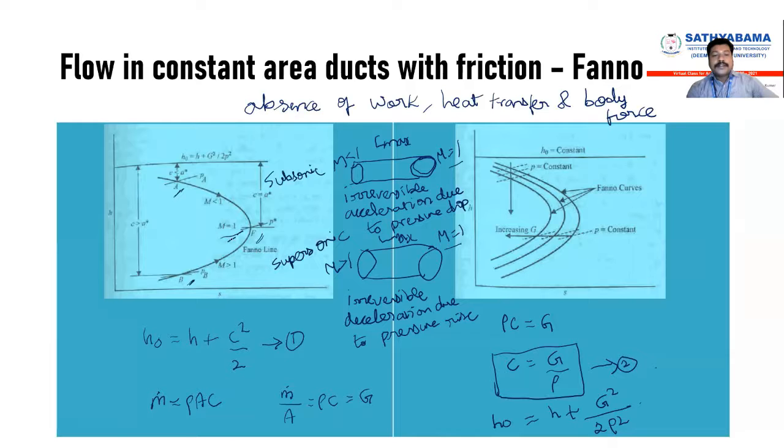So I think you got to understand this. When you have subsonic flow inside a constant area with friction, in the absence of work, heat transfer and body force, what do we experience? We experience acceleration. And for a supersonic flow, with irreversible deceleration due to pressure rise, we experience deceleration. That is, supersonic flow is converted to sonic flow. Right? So this is the complete state of Fanno flow.